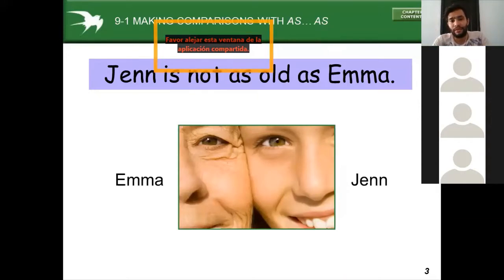It is tan como. All right, tan, tanto como. Very good. Tanto como. Oh, tanto como, yeah, tan como, tanto como. That's good, right?